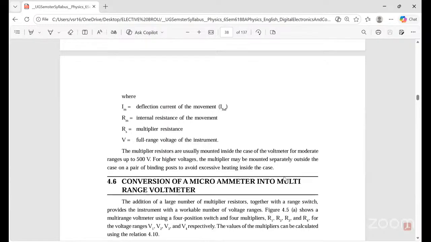So the terminology is: Im is the deflection current of the movement, that is IFS. Rm is the internal resistance. Rs is the multiplier resistance. V is the full range voltage of it.